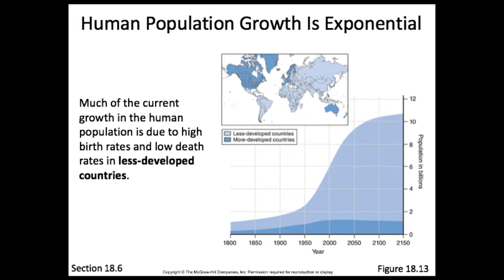Much of the current growth in the human population is due to high birth rates and low death rates in less developed countries. As we can see from this graph from our book, less developed countries are experiencing much more population growth than are the more developed countries such as the Western world.